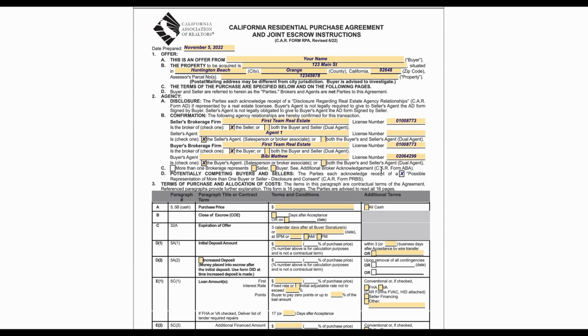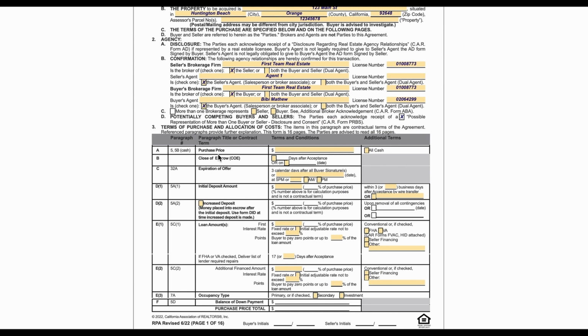In section 3A is where we put the offer price you're submitting. For example, on this $495,000 home, let's say we're submitting a $480,000 offer. So you would enter that here. If it's an all cash offer, you would click here.